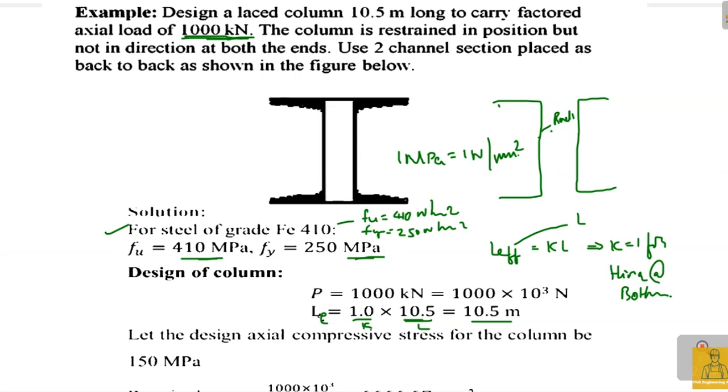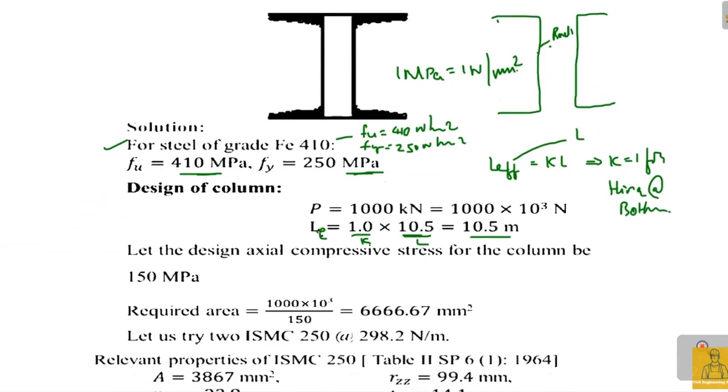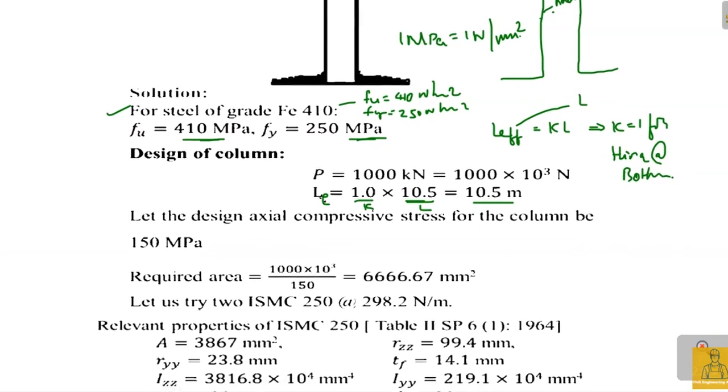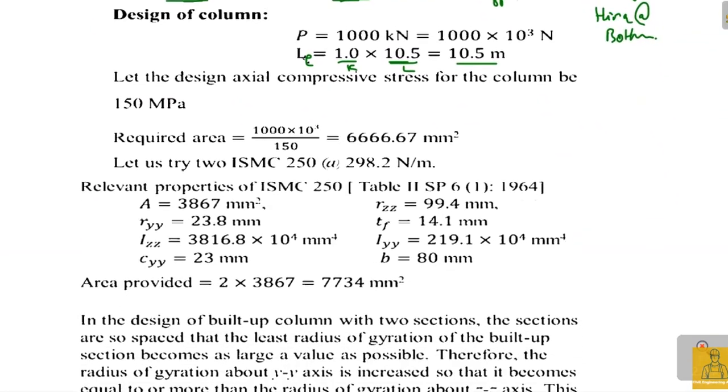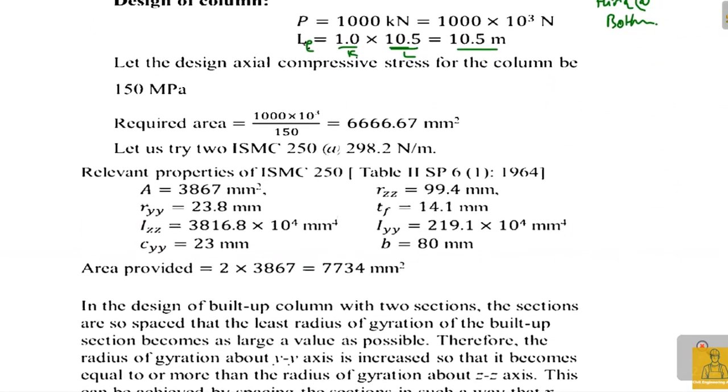So now let us go into the design of this. See, the load that this built up section has to carry is 1000 kilonewton. Isn't it right? 1000 kilonewton. So the effective length is this. So this is step 1 I found out. So now you have to consider this. What is the design axial compressive stress for the column to be 150 MPa?